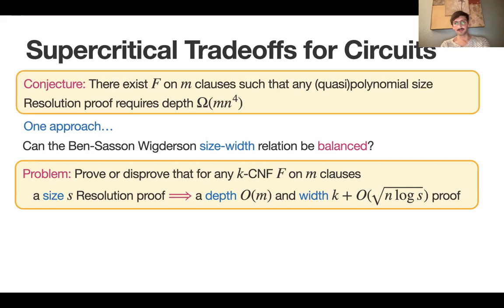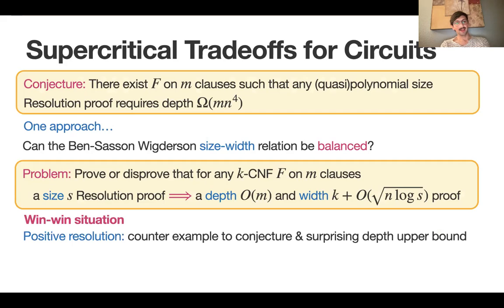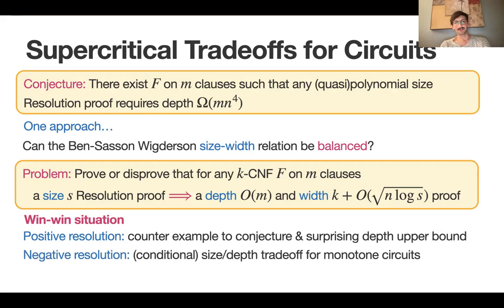Okay, and the reason why we think this is a really good problem to work on is that there's a great win-win situation here. In particular, a positive resolution would give a counterexample to this conjecture and a surprising upper bound on depth for resolution. Whereas a negative resolution would give a potentially conditional size depth trade-off for monotone circuits. Conditional here just means conditional on a significantly powerful lifting theorem from resolution to cutting planes. So it depends on the parameters of your negative resolution.